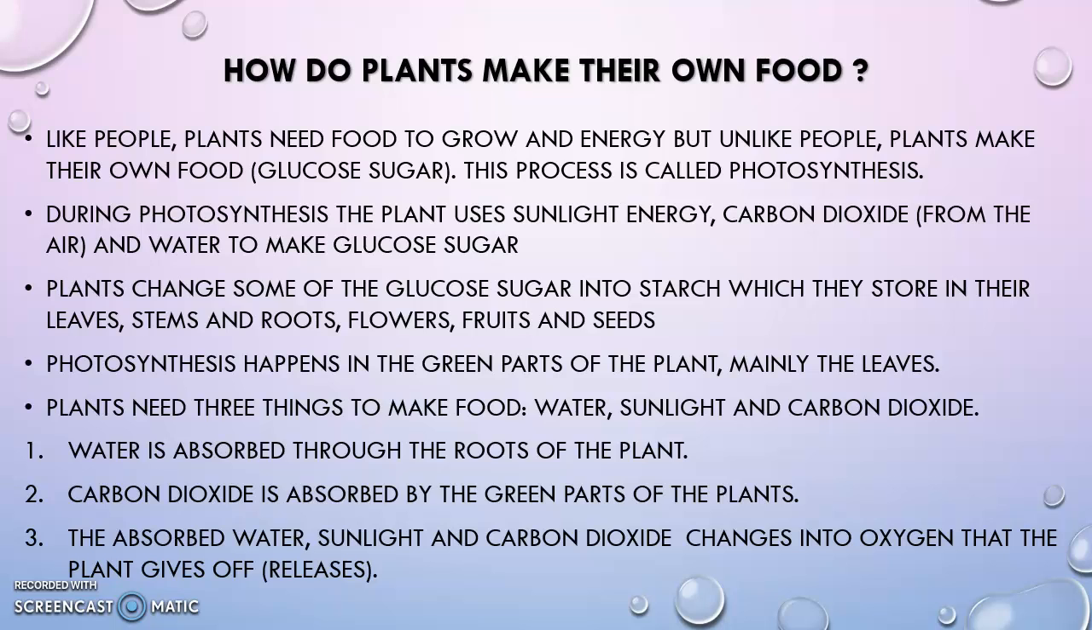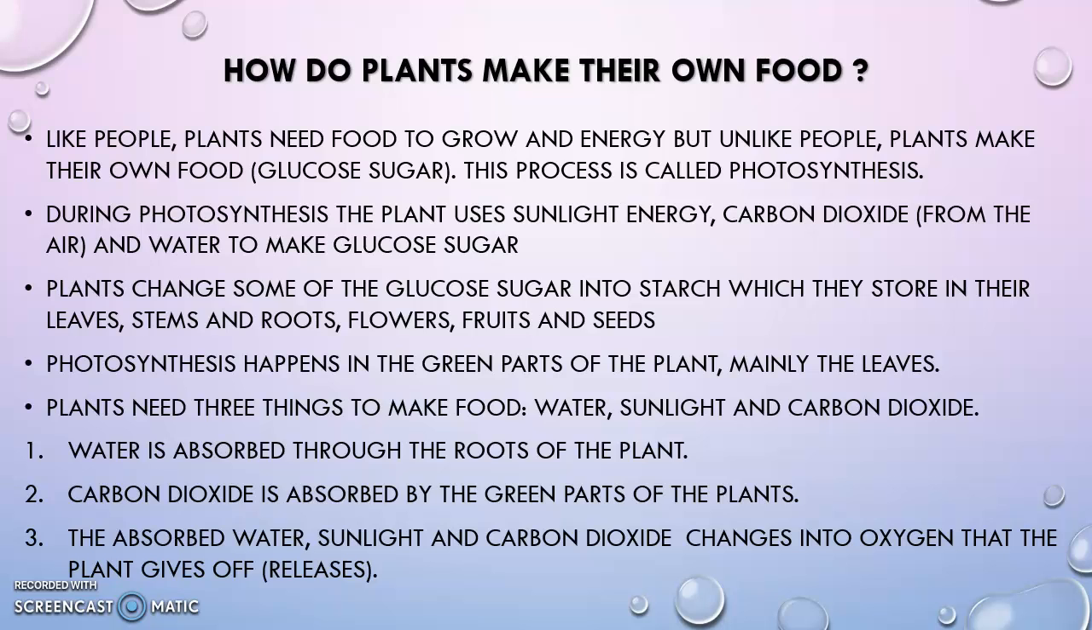Now, the big question: how do plants make their own food? Just like people, plants need food to grow and for energy. But unlike people, plants make their own food, called glucose sugar. The process is called photosynthesis. During photosynthesis, the plant uses sunlight energy, carbon dioxide from the air, and water to make glucose sugar.